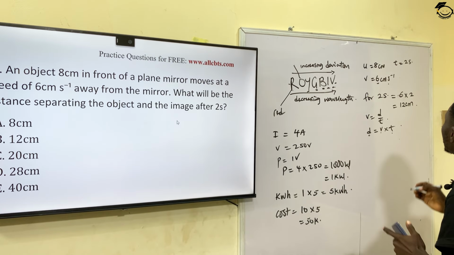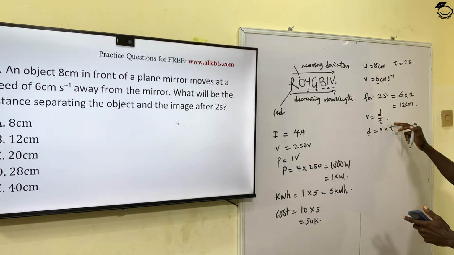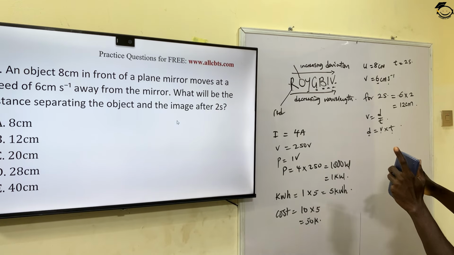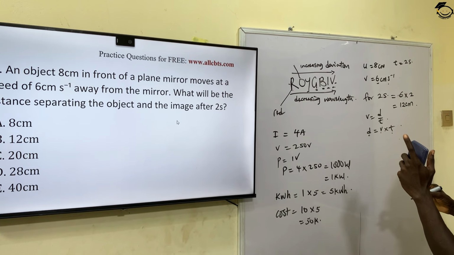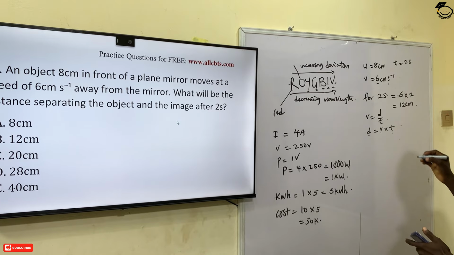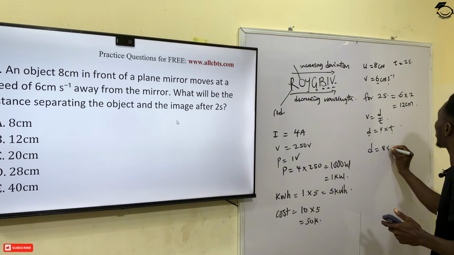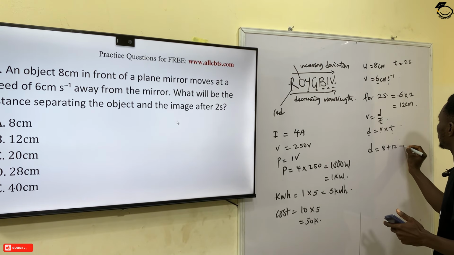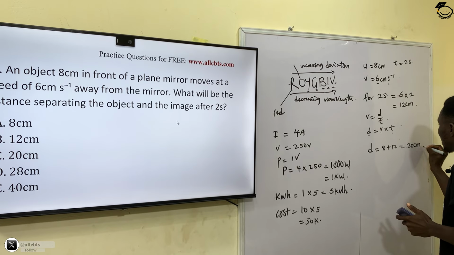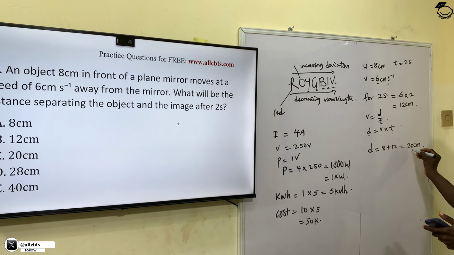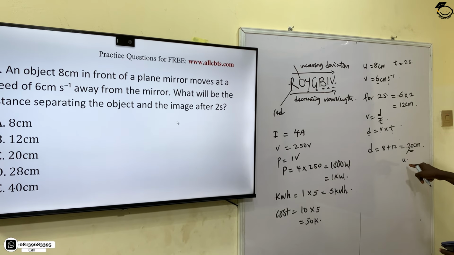So if it has moved 12 centimeters, they're now asking us what will be the distance separating the object and the image. So this here is the new distance it has covered, but then remember that in the question they said an object is 8 centimeters in front of a mirror at this speed. So it means that the total distance is 8 plus 12, and that will give me 20 centimeters. So this is the new object distance. My object distance here is now 20 centimeters.